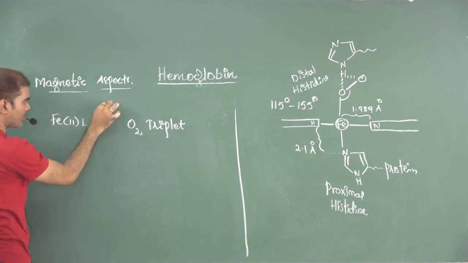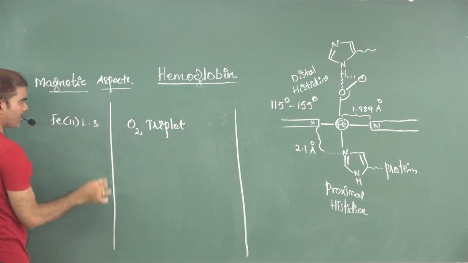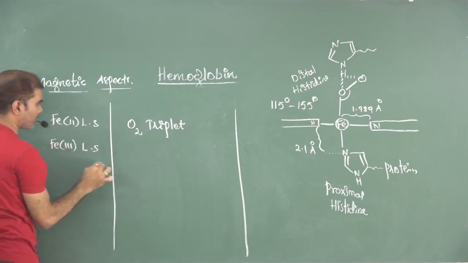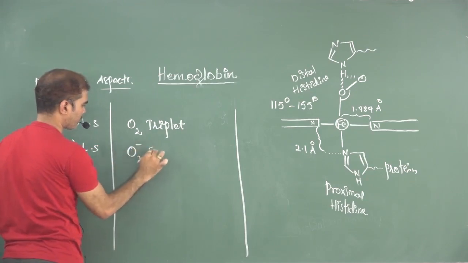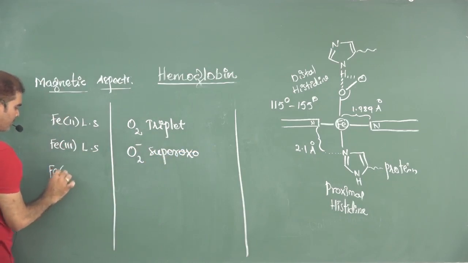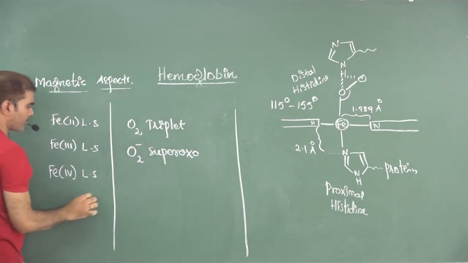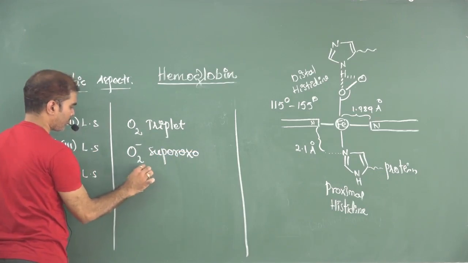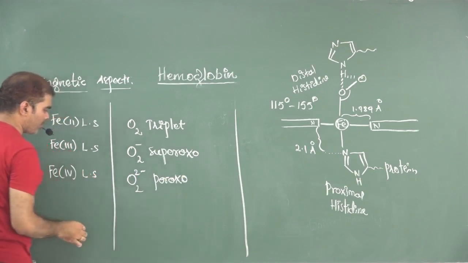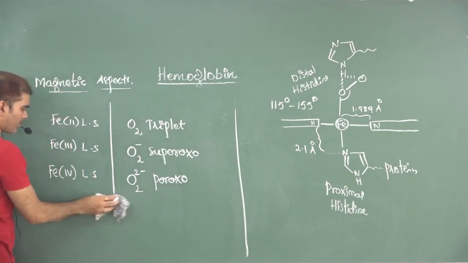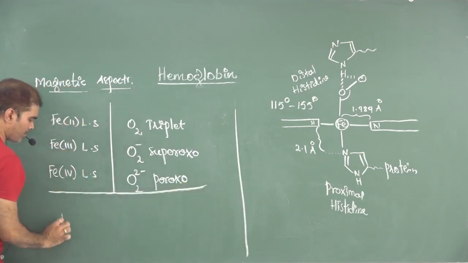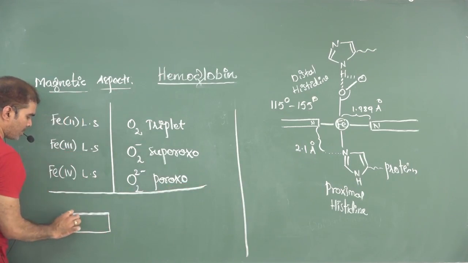Distal histidine is involved. Okay, so that is about geometrical aspects. Next, magnetic aspects. Oxyhemoglobin is diamagnetic.